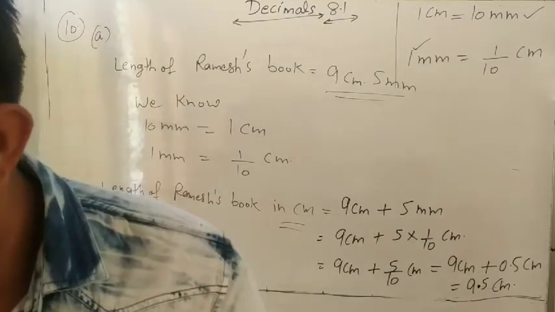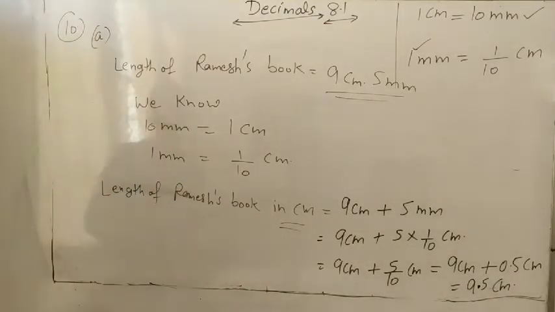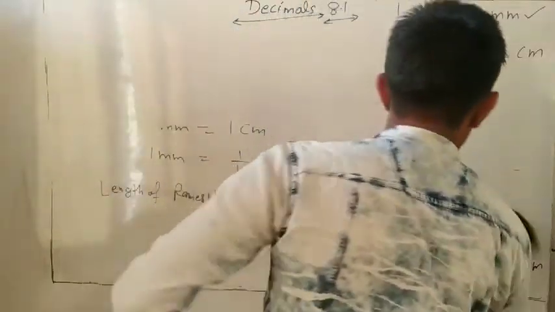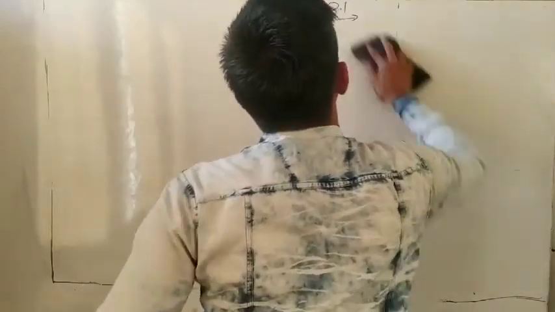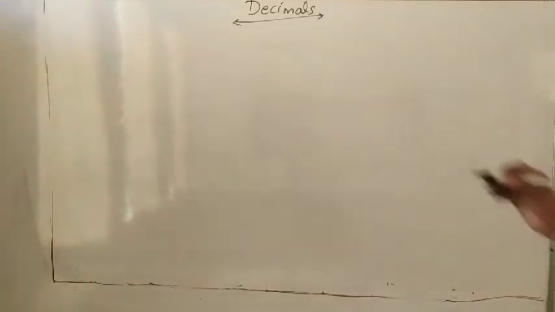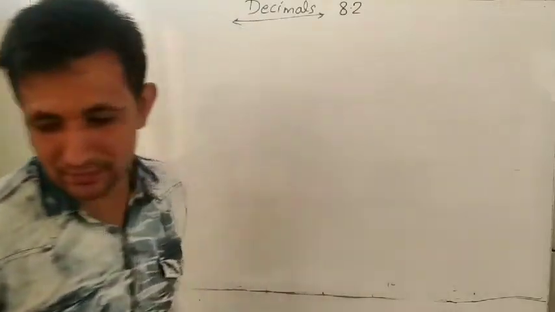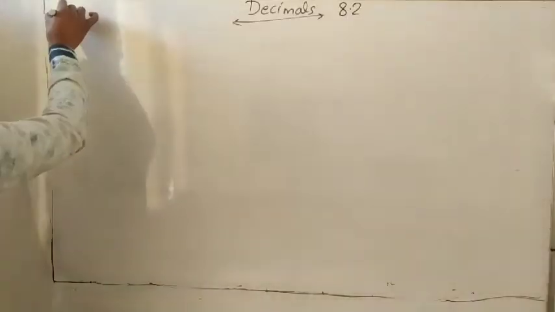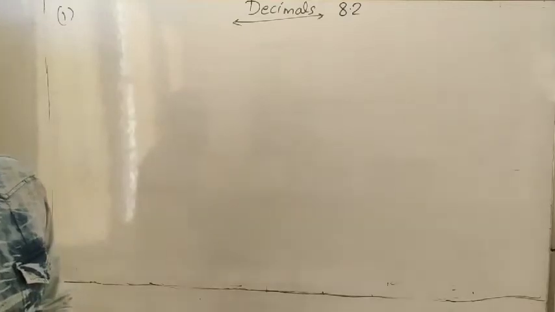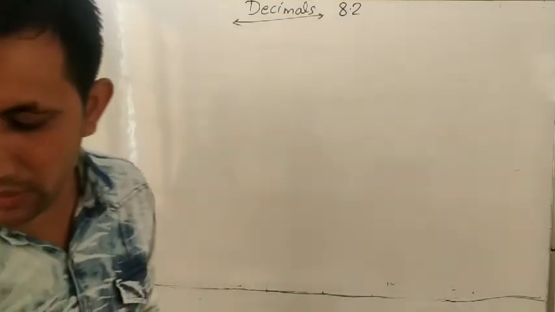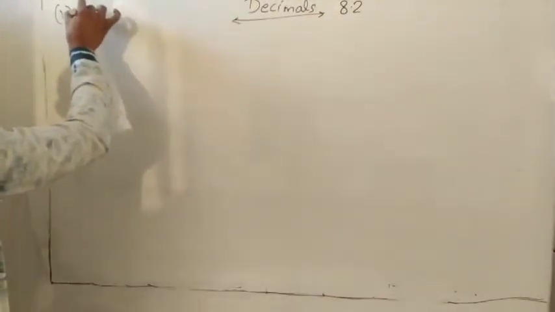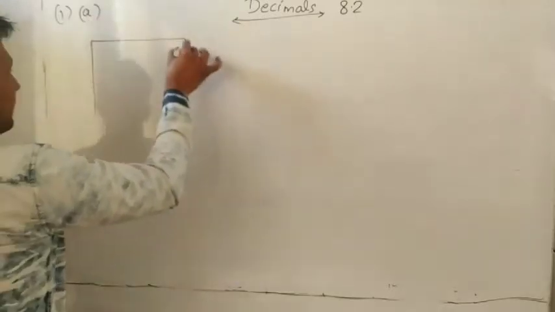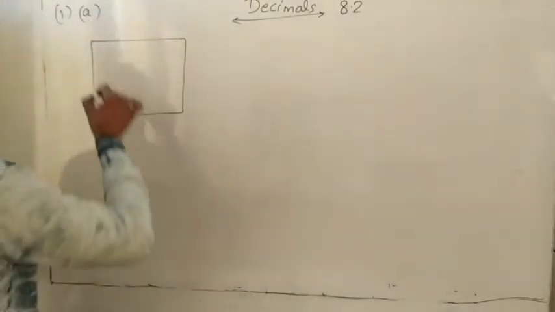Now look at 8.2. Exercise: complete the first question. Complete the table with the help of boxes and use the decimal to write the number. Only one question we will do today. So first is the first question, A part. What is given?